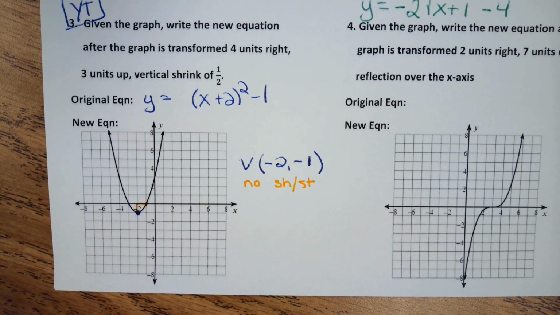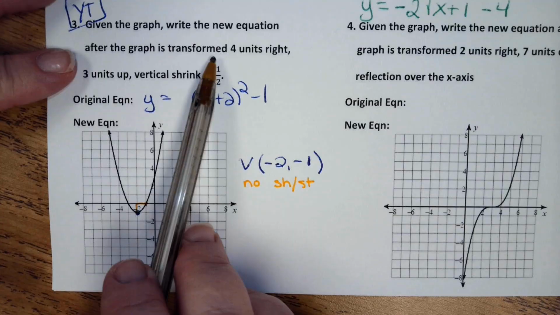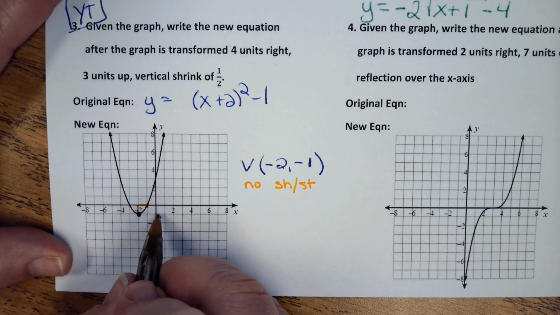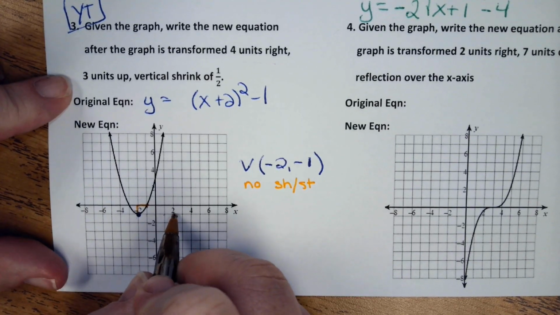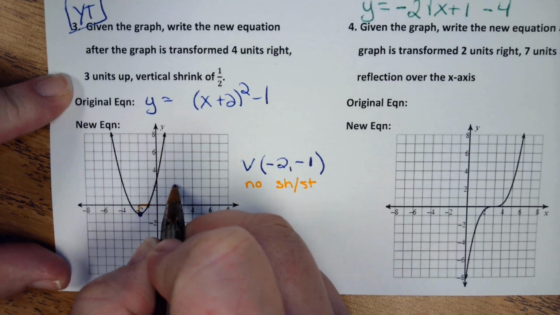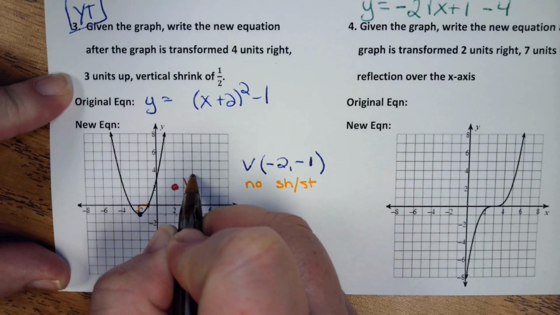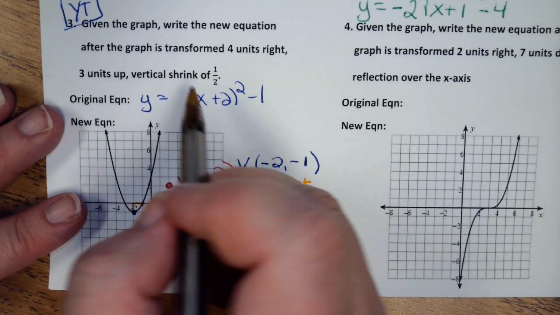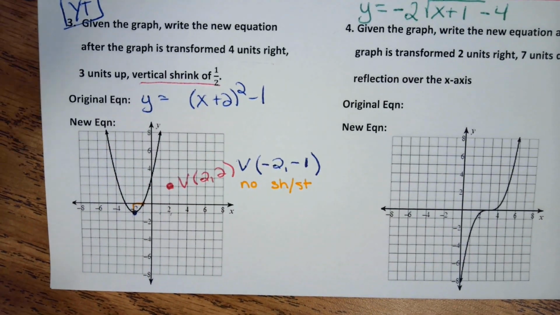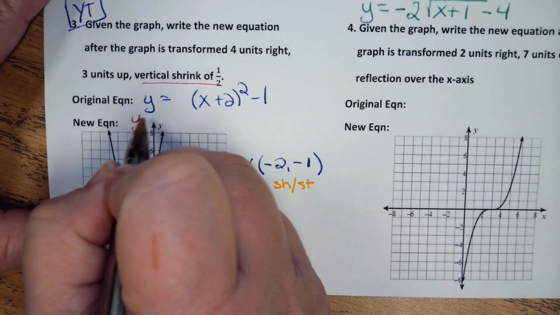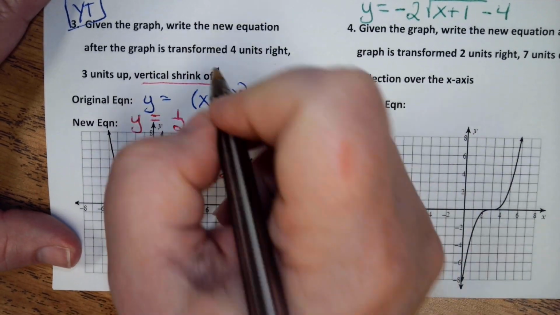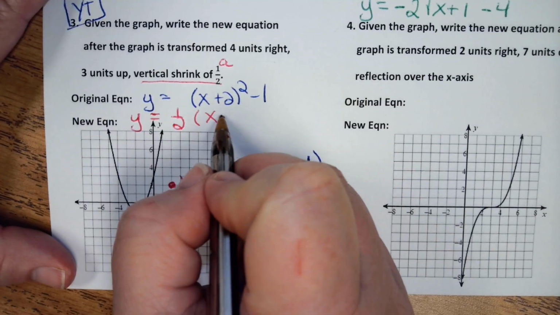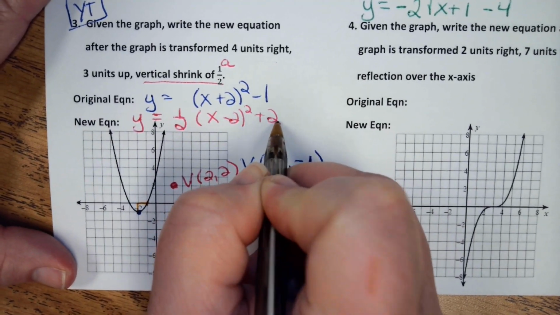All right, it's asking us to translate the graph 4 units to the right. So let's see, 1, 2, 3, 4. 3 units up, 1, 2, 3. There's my new vertex, and that is 2, 2. And then it's going to have a vertical shrink of 1/2. So when I go to write my new equation, I've got y equals 1/2. That's just simply your a value. Then we'll have x minus 2 squared plus 2.